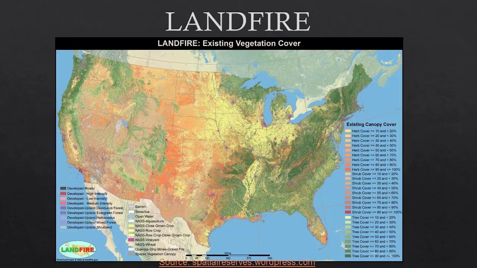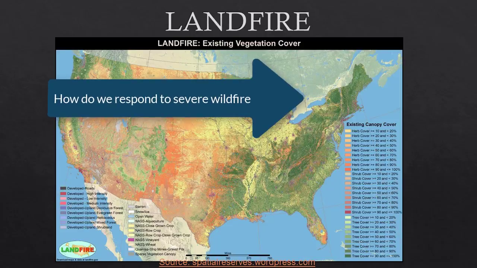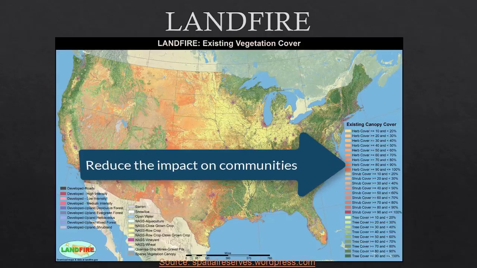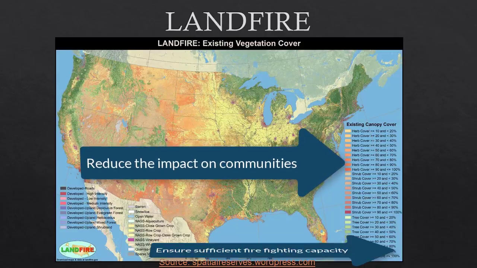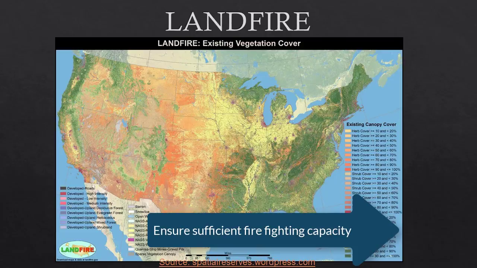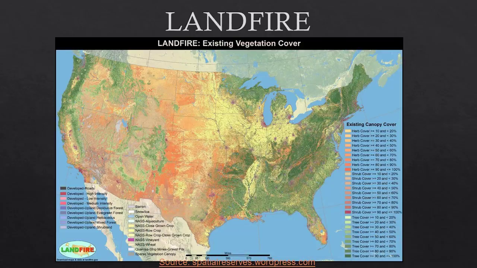In 2000, the President directed the Secretaries of Agriculture and the Interior to recommend how best to respond to severe wildfires, reduce the impact of fires on rural communities, and ensure sufficient firefighting capacity in the future. As a result, Congress directed development of the National Fire Plan, which precipitated LANDFIRE, along with the creation of a national cohesive wildland fire management strategy, called the Cohesive Strategy, addressing responses to wildfire, restoring and maintaining resilient landscapes, creating fire-adapted communities, all based on a scientific foundation.